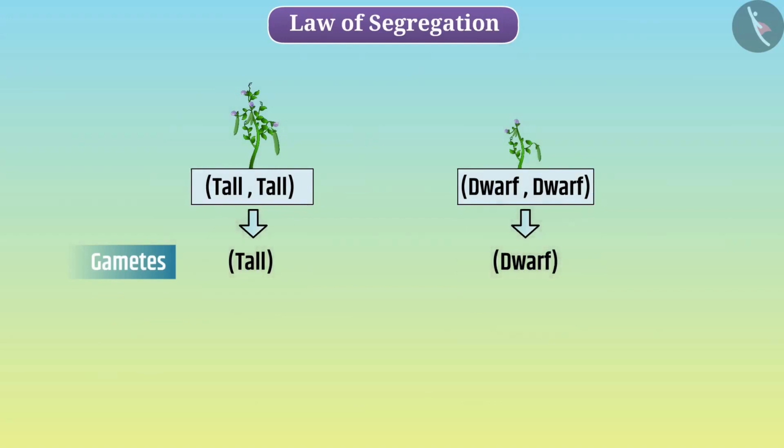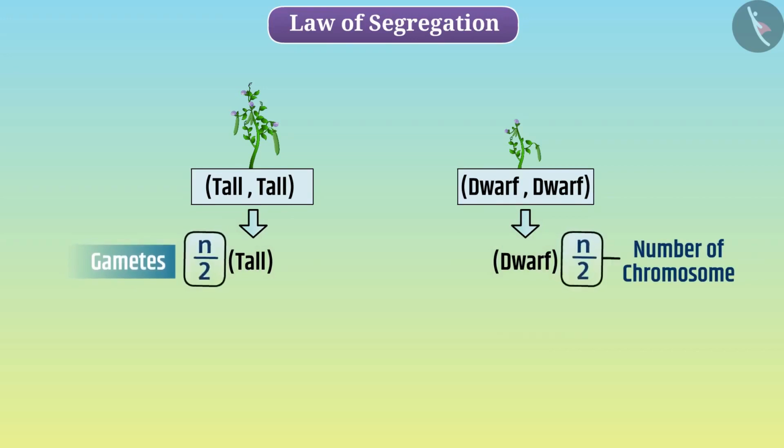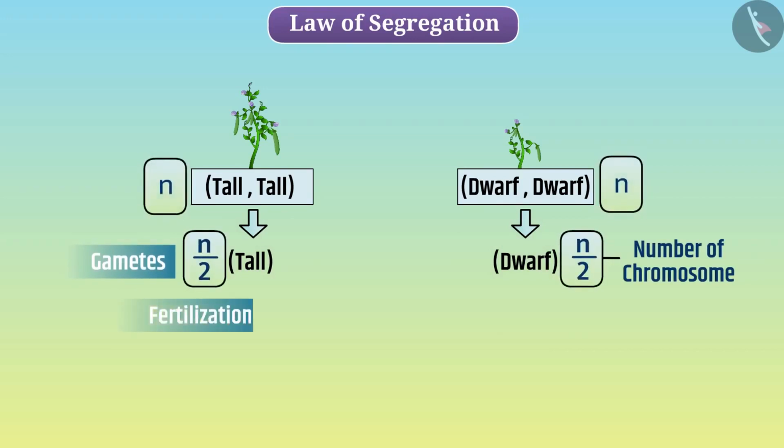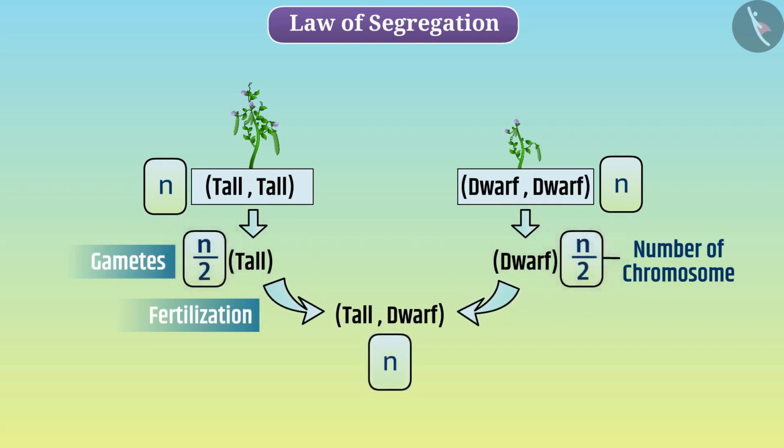In this way, the number of chromosomes in gametes is half that of the other cells. At fertilization, the alleles of the male gamete and the female gamete pair again, and thus the number of chromosomes becomes normal.